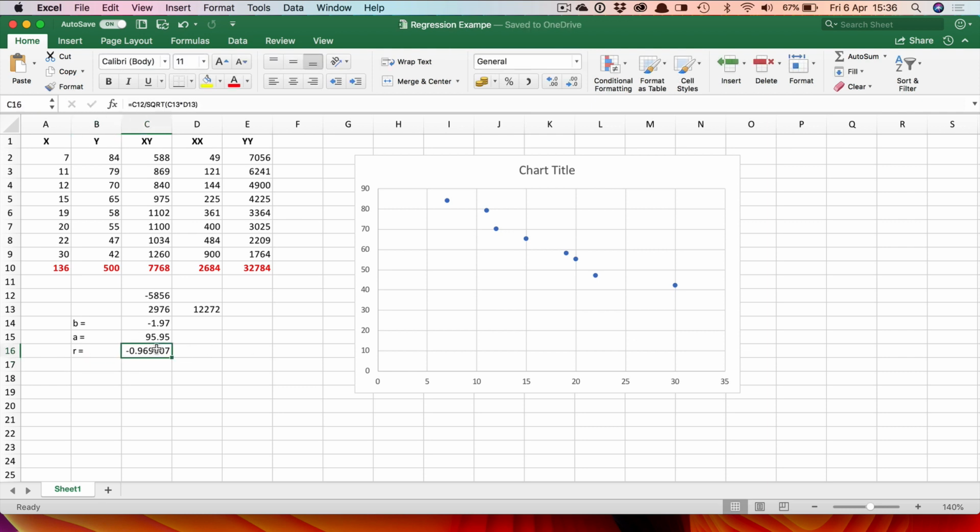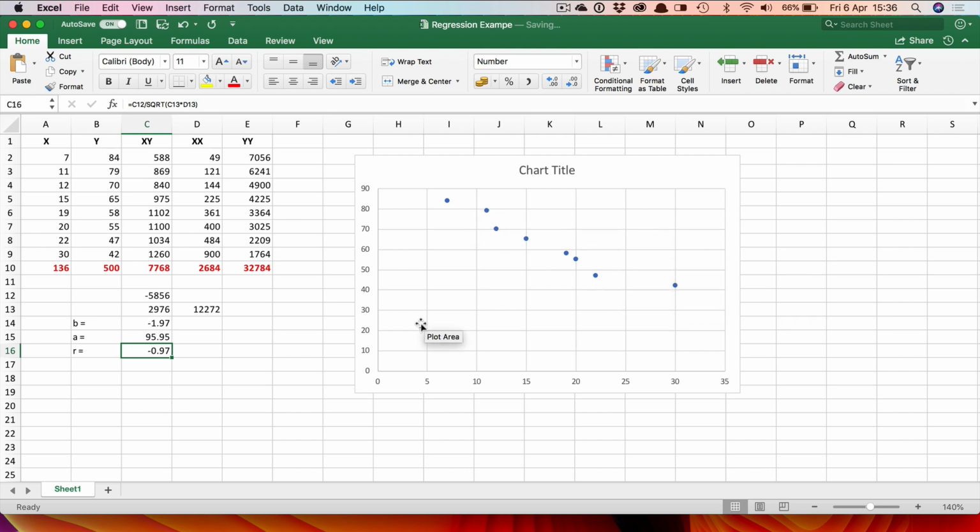And we get minus 0.97 if I just put that down to two decimal places. Okay, which confirms what visually we could see here, that it's clearly going to be negative. So if this didn't come out as negative, clearly you've made a mistake. And it looks as if it's going to be close to minus 1, because there's a fairly good fit here between the points.